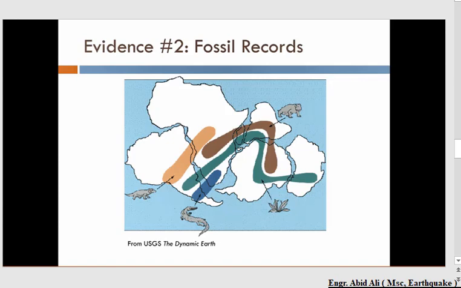As they started to line up where these fossils were found and identified, they started noticing, hey, if we piece these continents together, the locations of these fossils kind of match up. So that began to be kind of interesting evidence.